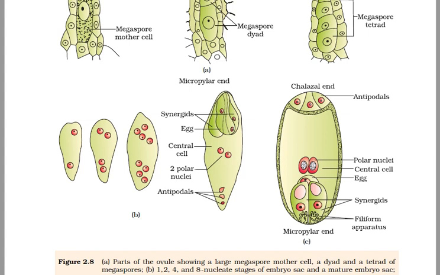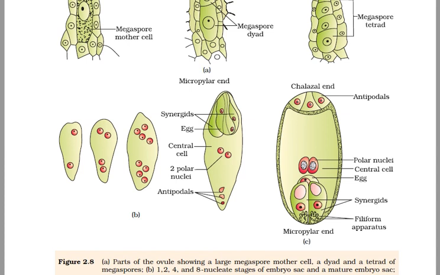Then you see some footprint-like structures termed the filiform apparatus. These are formed from the base of the synergids. These help in guiding the pathway of the pollen tube inside this embryo sac. So I would like to tell you further about the embryo sac.